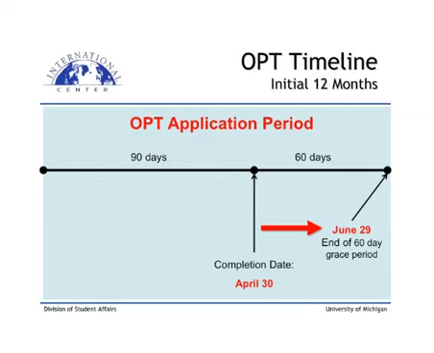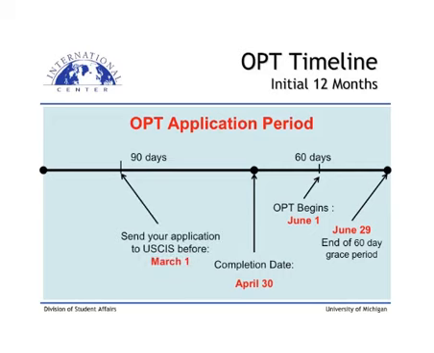Now, count 60 days to the future. This is the end of your grace period. For this example, the end of this person's 60-day grace period will be June 29th. You must request an OPT start date during this period. No exceptions. And this date is your choice. No one else can make the choice for you. If you know the date you want to begin your OPT, please mark that during the 60-day grace period. For this example, we're going to use June 1st.